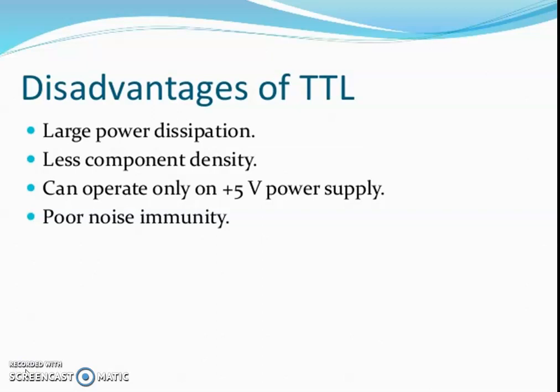Disadvantages of TTL. TTL circuits have poor noise immunity. TTL circuits operate only on a plus 5V power supply. The component density in TTL is less. The fan out of TTL is lower as compared to CMOS, and TTL has large power dissipation. These are all the disadvantages of TTL.